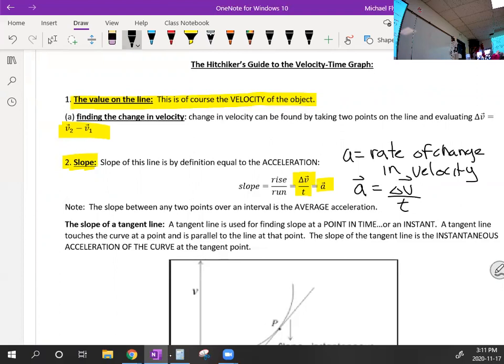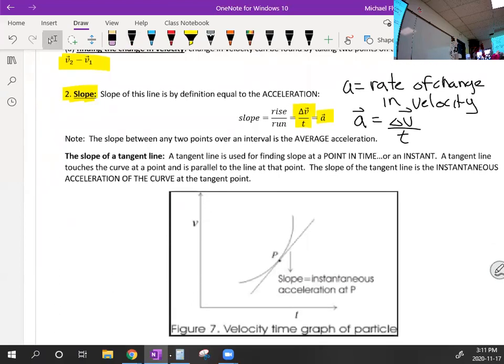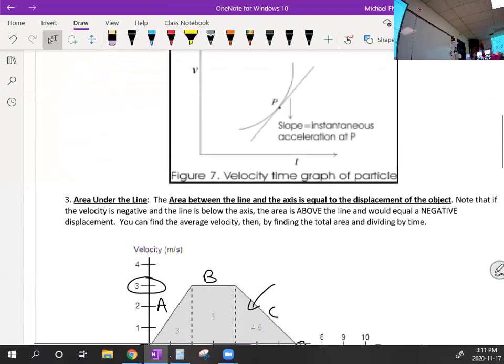So now listen, on a position time graph, the slope was equal to velocity. But now on a velocity time graph, the slope is equal to acceleration. So it's a different meaning of slope. Okay, now again, the slope of the tangent would equal the instantaneous acceleration, because slope is acceleration. I don't need to explain that again because you know what tangent means now. So now your tangent slope would equal acceleration instead of velocity on this kind of graph.